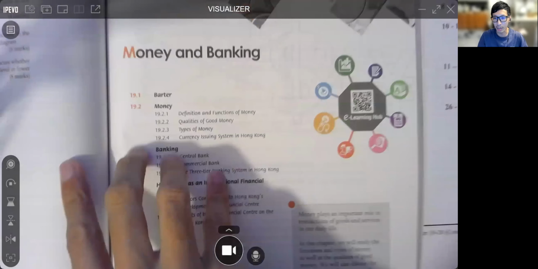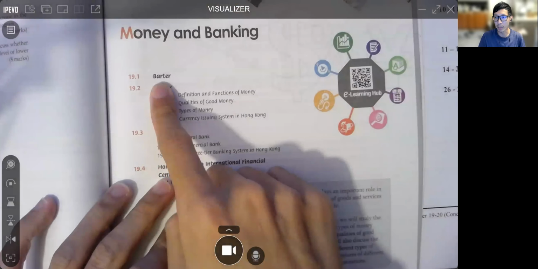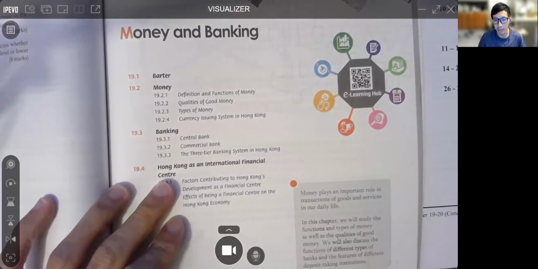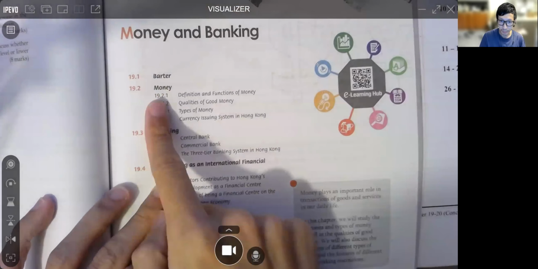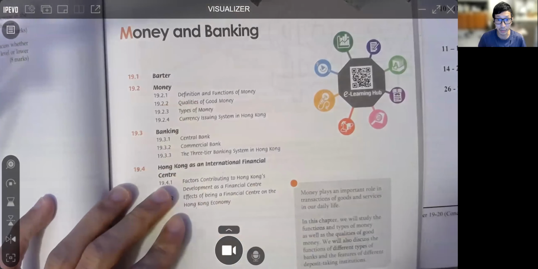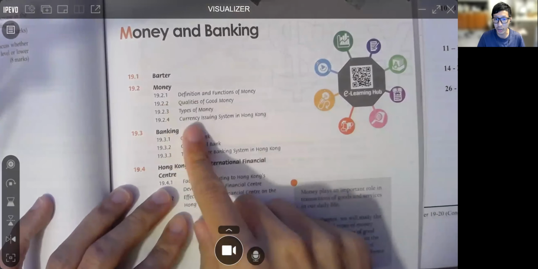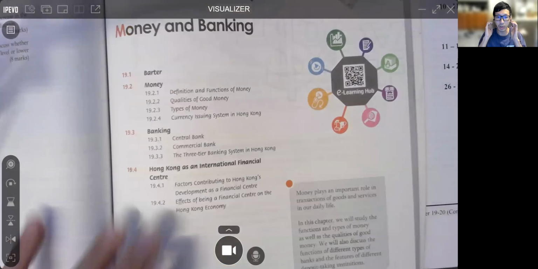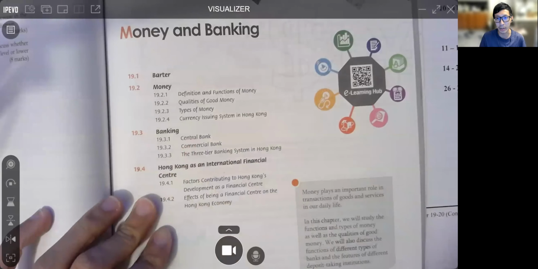冇數啊,唔使計,唔使畫圖,唔使計數啊,好簡單嘅啫,好嗎? Now for this chapter, what we are going to look at, okay? We first going to look at without money. 要學錢之前呢,要學冇錢係點樣玩法先? We call that barter economy, okay? And then we move on to talk about the definitions, qualities of some good money. So what types of money are there? And what about the currency issuing system in Hong Kong? Who can issue money in Hong Kong, right? And then finally, we look at banking, right?